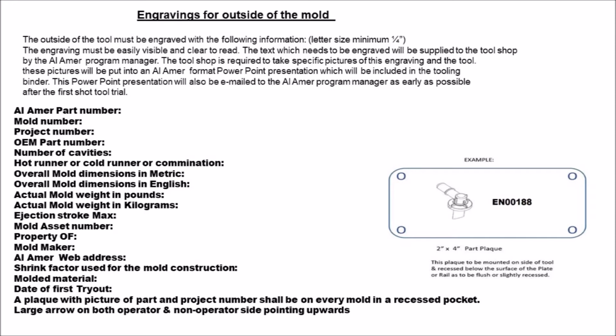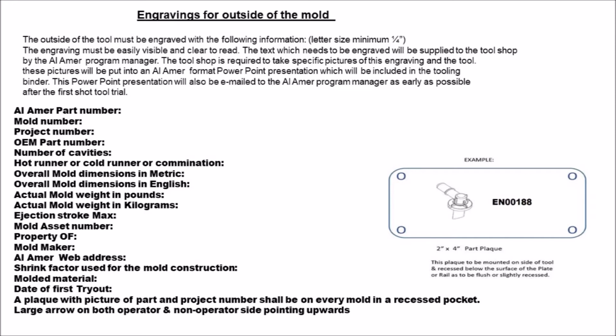Amer part number, mold number, project number, OEM part number, number of cavities, hot runner or cold runner or combination. Overall mold dimensions in metric. Overall mold dimensions in English. Actual mold weight in pounds. Actual mold weight in kilograms. Ejection stroke max. Mold asset number. Property of mold maker. Amer web address.